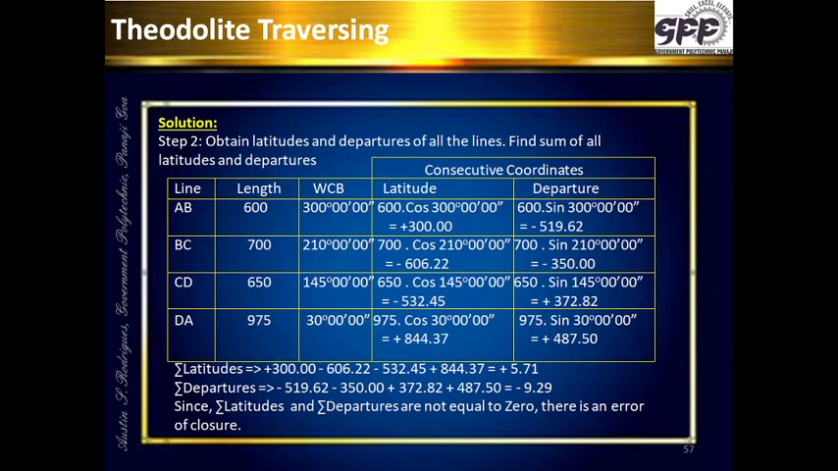So in order to have no closing error, both sigma L and sigma D have to be equal to 0. So that's what has been mentioned here. Since sigma latitude and sigma departures are not equal to 0, there is an error of closure or closing error. As said earlier, we can do the correction by using any of the two methods, that is Bowditch's rule or transit rule, but in this case we have been asked to do the correction by using the transit rule. So let us apply the transit rule.